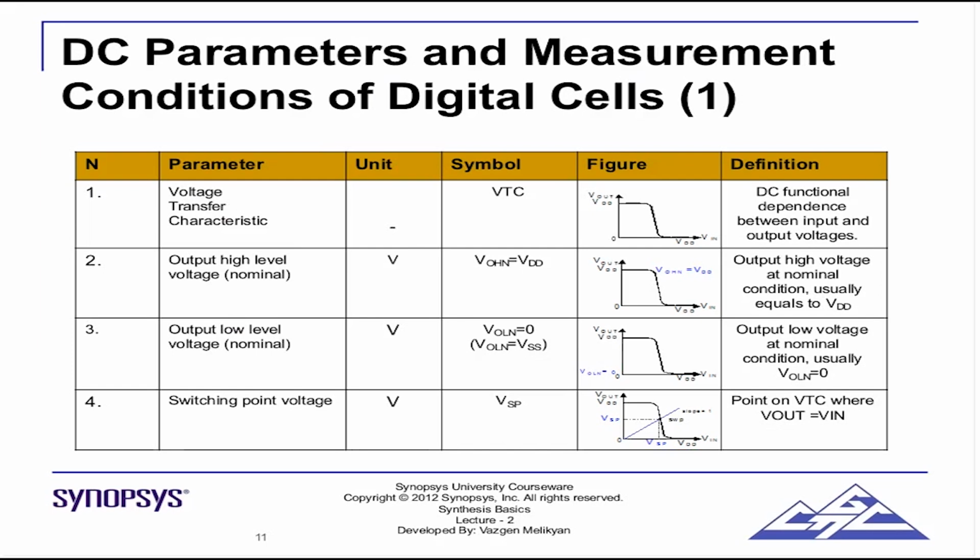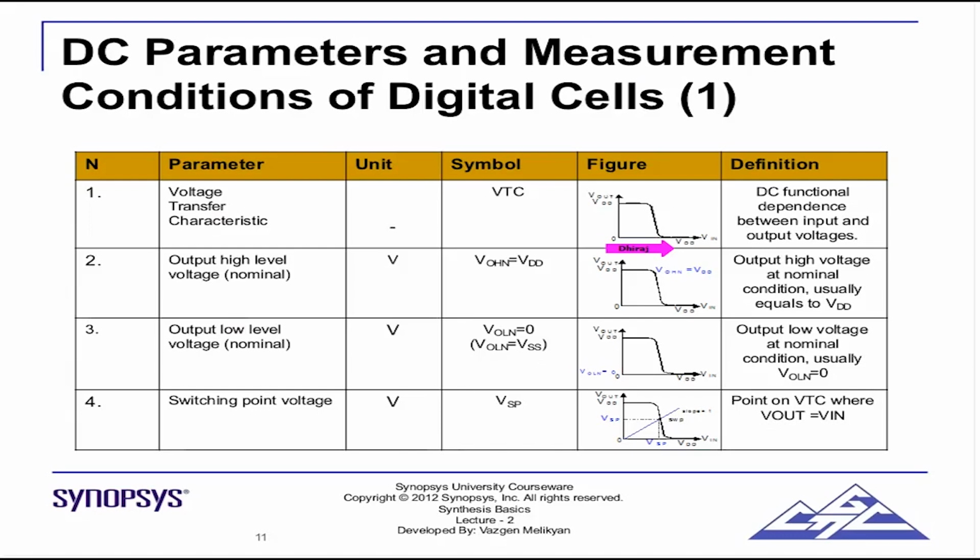Now let's look at some of the important DC parameters related to digital cells. The first very important parameter is the voltage transfer characteristic, as we saw for an inverter. The voltage transfer characteristic simply plots the output voltage, V out, against the input voltage, V in, of an inverter. It tells us the functional dependence between input and output voltages.